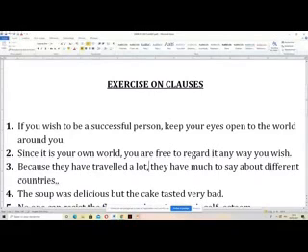Okay, next, who can do the second one? Can I try it? Yes, of course. Since it's your own world, you are free to regard it in any way you wish. I think "since it is your own world" is an adverbial clause functioning as an adverb of reason. Yes, good. It modifies the verb "are free," that is, it modifies the verb.